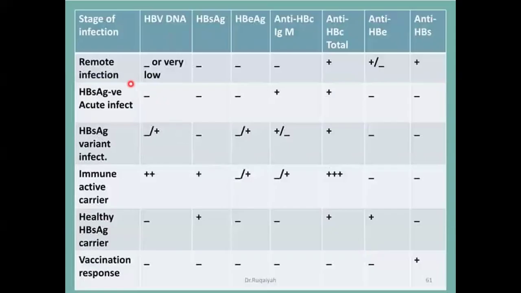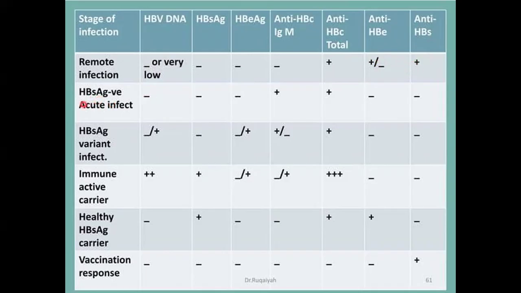And then remote infection: negative or very low. It is very, very low. And then here the anti-HBC will be there. Anti-HBE, positive or negative, but anti-HBS will be there.